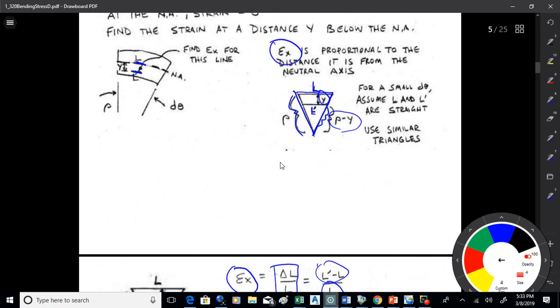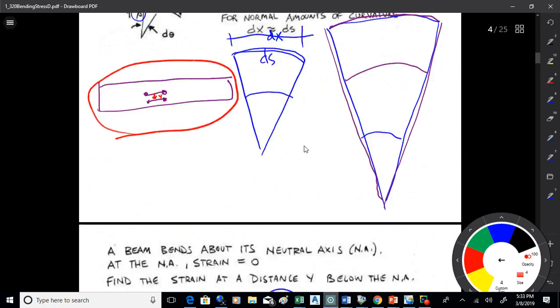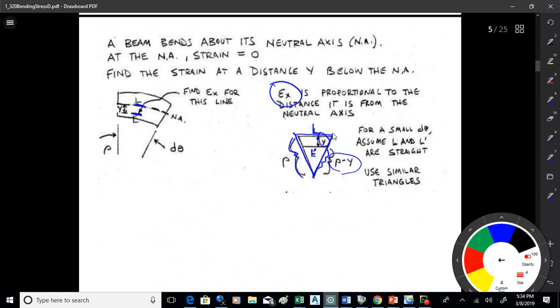So what we can do then is take that circular segment there and approximate it as a triangle. And what's going to happen then is that original length of the line below is going to change. Now, at the neutral axis, it won't, because that's the boundary between tension and compression on a beam. There's no strain or stress there. But right below it will a little bit. And we can approximate that using similar triangles.